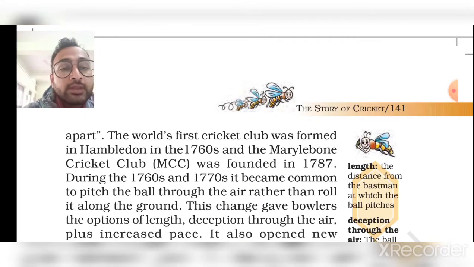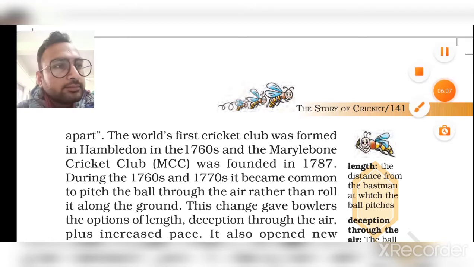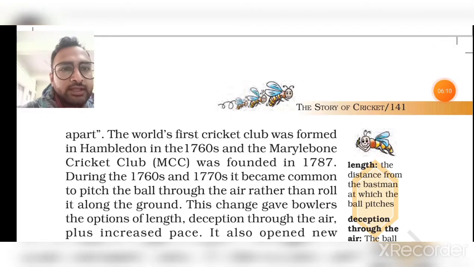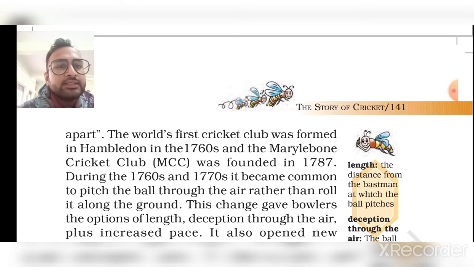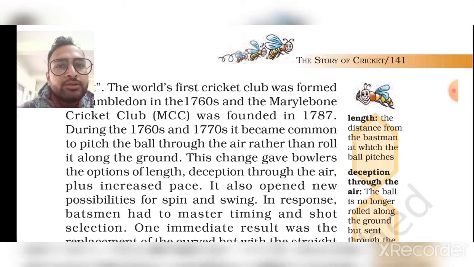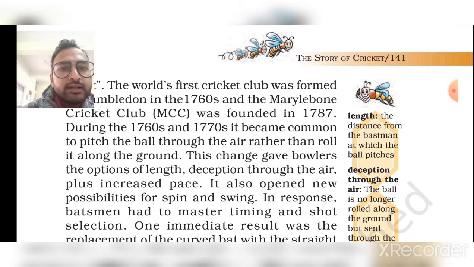The world's first cricket club was formed in Hambledon in 1760, and the Marylebone Cricket Club, MCC, was founded in 1787. During the 1760s and 1770s, it became common to pitch the ball through the air rather than roll it along the ground. Rolling it along the ground means underarm, but pitching the ball in the air means to throw it overarm.